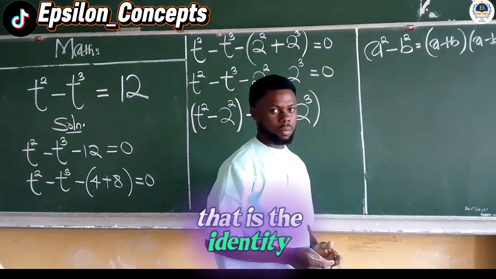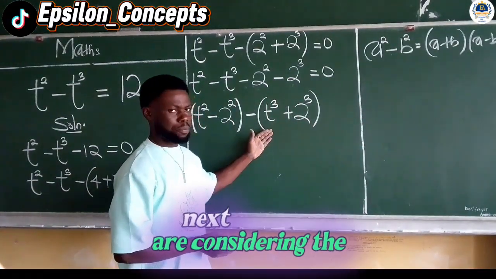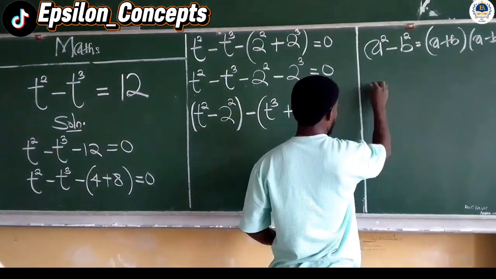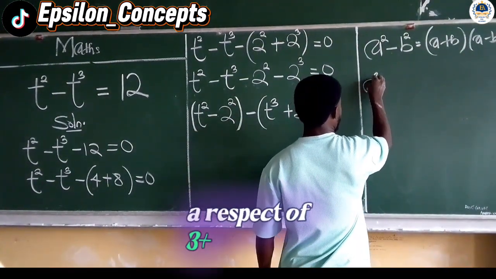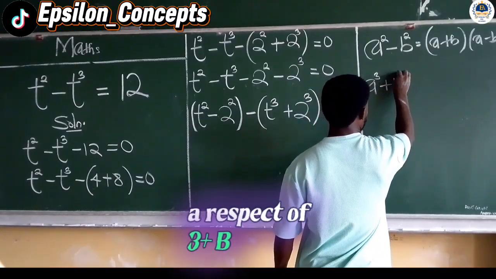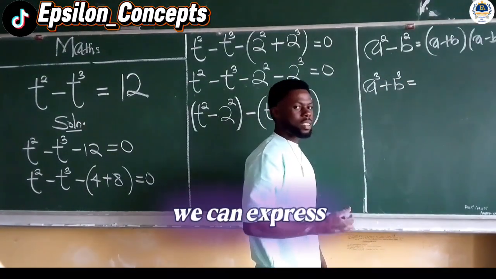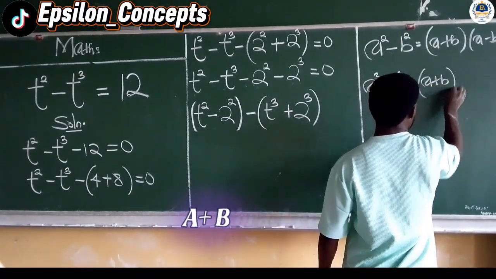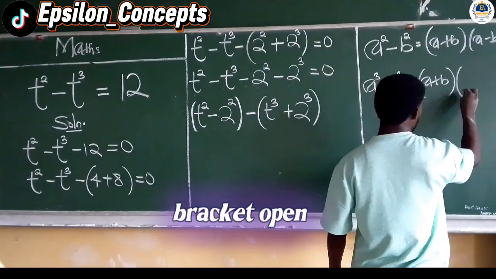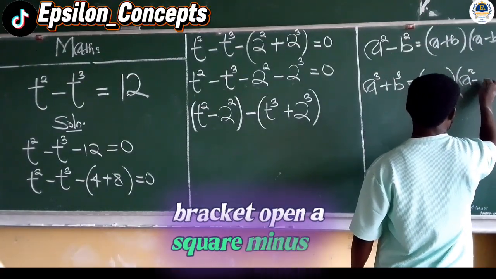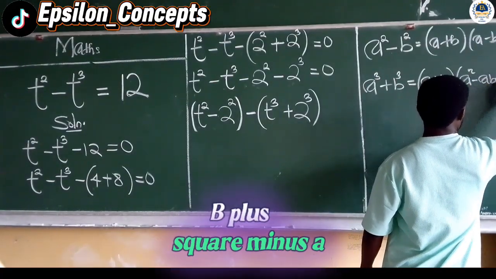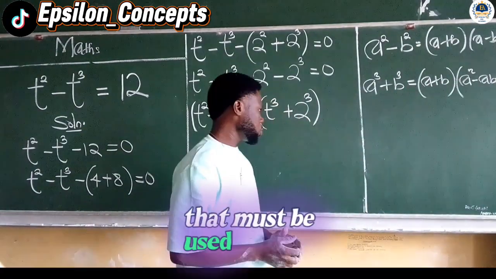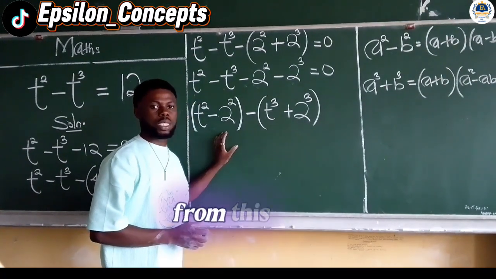That is the identity. Again, if you are considering the next bracket, the identity to this bracket is that a raised to the power of 3 plus b raised to the power of 3. We can express this as (a plus b)(a squared minus ab plus b squared). So here are the right identities that must be used to solve this question from this point.